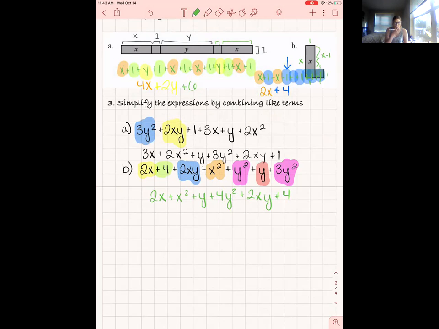If we have time, I might throw another one up for you guys, or you have your exit ticket. So that is combining like terms. The best trick to help you with this is to use the colors. Use the highlighting, use the markers so that you can easily see what goes with what.